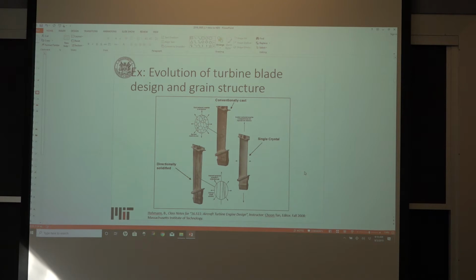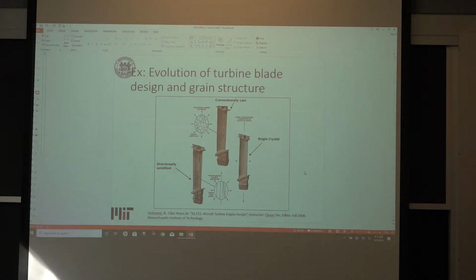So the first example I'm going to give, because a lot of my research was in aerospace, airplane engines, is going to be on the evolution of turbine blades, and this relates to the material science and the microstructure and grain structure of the blade.